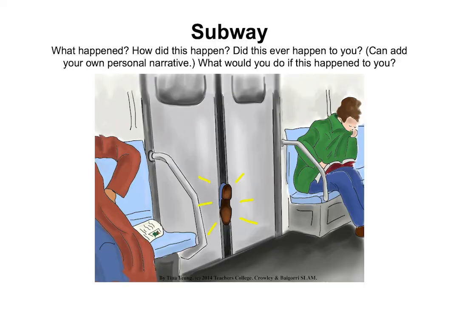If you look at the kinds of questions, they get more and more complex. What happened? How did this happen? So these are expository language. What happened? She was stuck. How did this happen? Often you get that with the first question. Did this ever happen to you? Now we're taking their own perspective, their personal narrative, and then what would you do if this happened to you? So each question becomes more complex in terms of the student's ability to understand what's being asked.